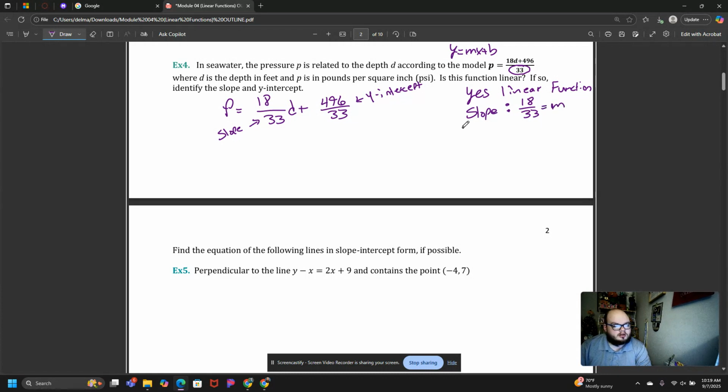I don't know. Sometimes I go on a trip and I assume that we know that. Okay, and then 496 over 33 was that y-intercept. So yes, it's a linear function. Okay, so just a little bit of manipulation and we've got that. Okay.